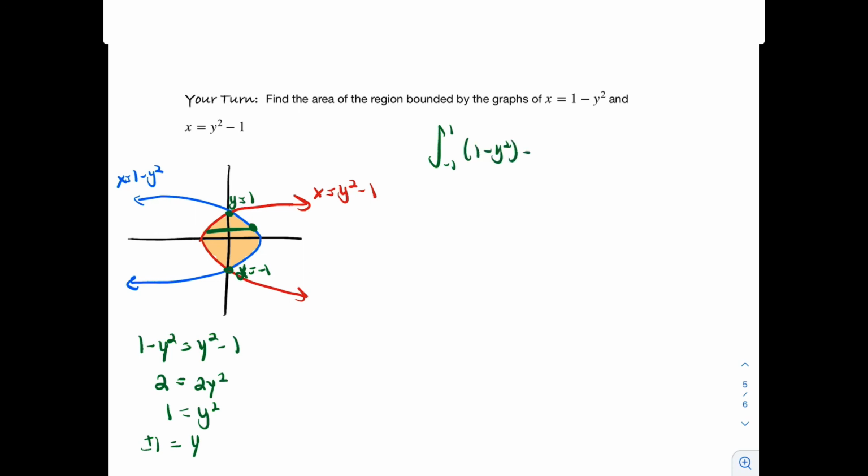So my area is going to be the integral from -1 to 1 of our right equation, which is the blue equation, 1 minus y squared, minus our left equation, which is the red equation, y squared minus 1.